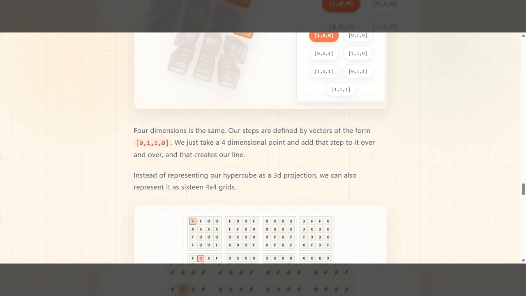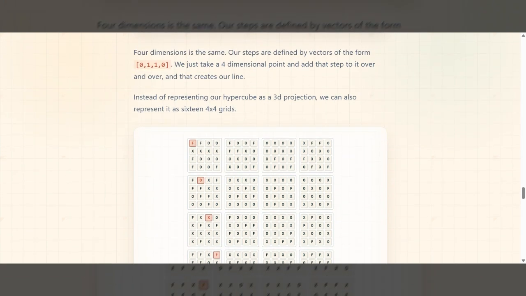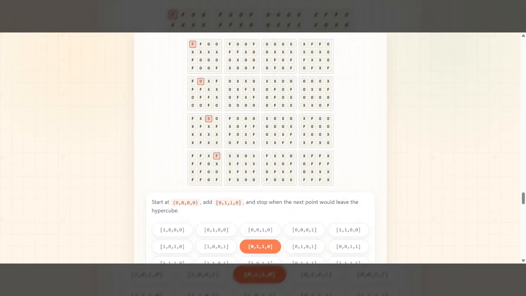In all dimensions it's the same. Our steps are defined by tuples of the form 0, 1, 1, 0. We just take a four-dimensional point and let that step repeat over and over, and that creates our line. So instead of representing a hypercube as a 3D projection, we can also represent it as 16 4x4s.